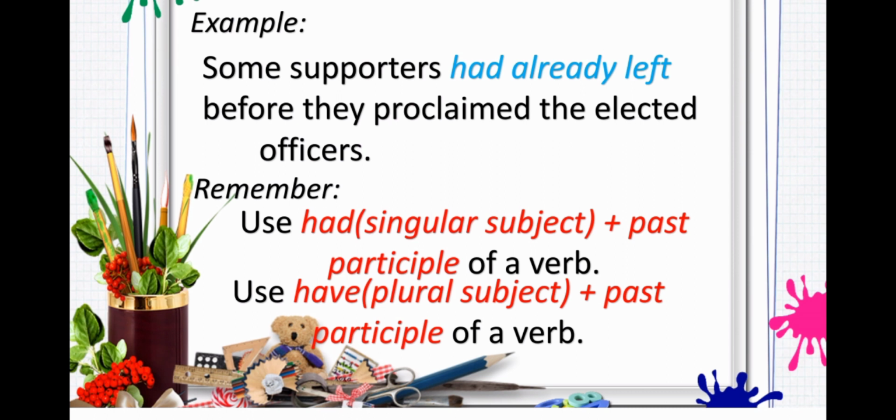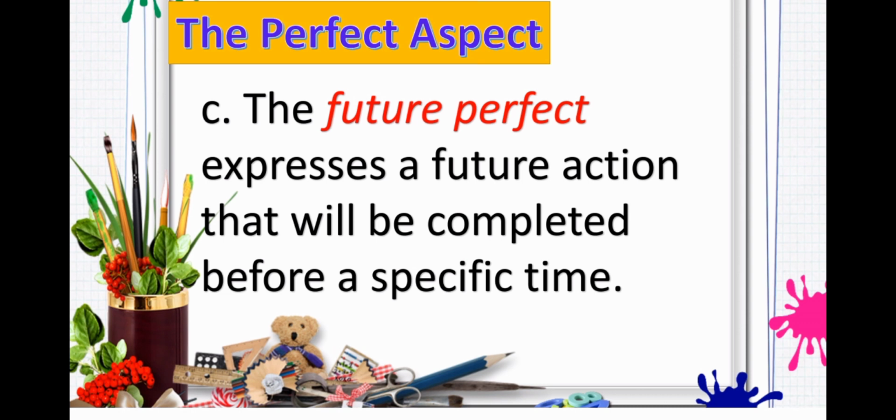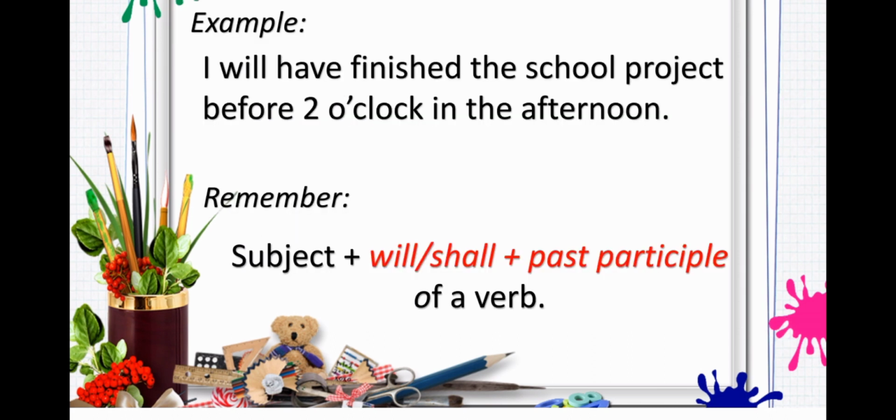Remember, use had for the singular subject plus past participle of a verb, while the plural subject uses have plus past participle of a verb. Next is the future perfect, expresses the future actions that should be completed before a specific time. Example, I will have finished the school project before 2 o'clock in the afternoon. Remember, subject plus will or shall plus have plus the past participle of a verb.